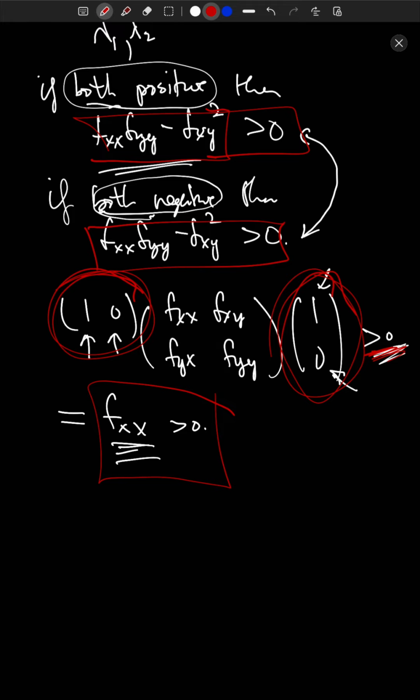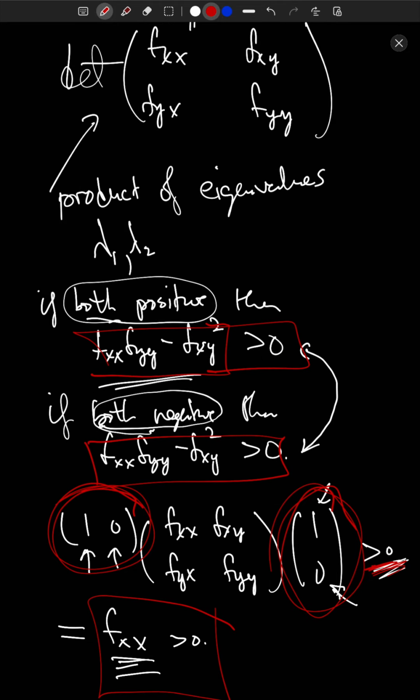If they're different signs, where lambda 1 and lambda 2, one is positive and one is negative, then of course this special quantity, the determinant of the matrix, is going to be less than 0, because lambda 1 times lambda 2 is less than 0. And that's exactly the situation where we have a saddle. And again, when the determinant is 0, that special quantity is 0, and we just know nothing.